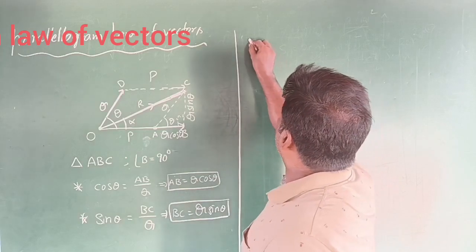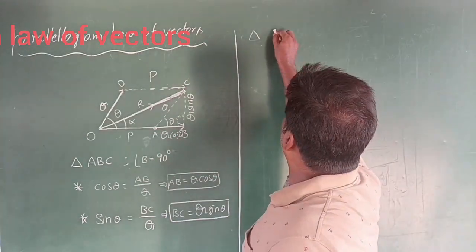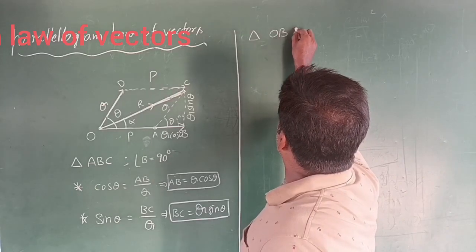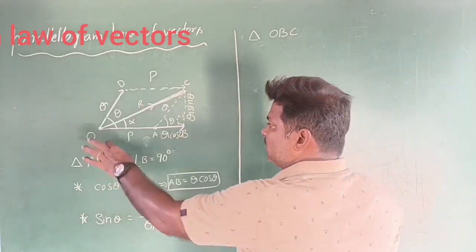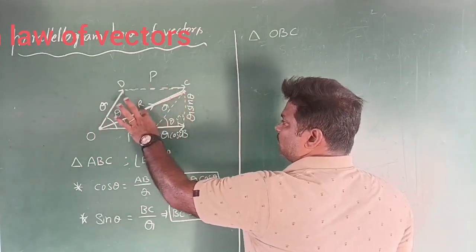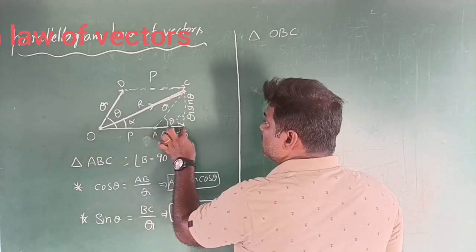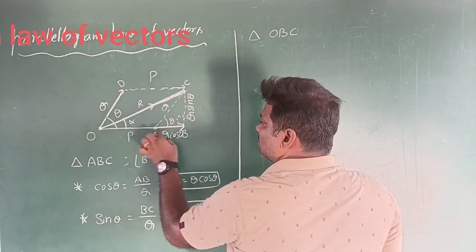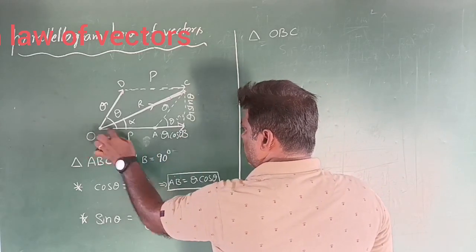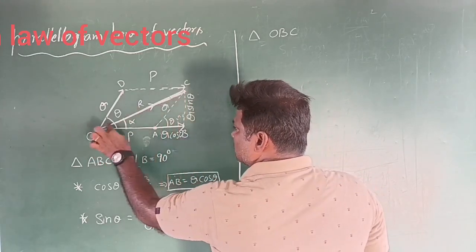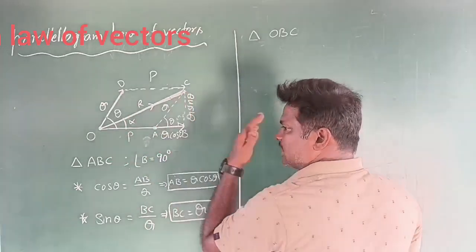Now, from the right angle triangle OBC, this is called the hypotenuse. Now, is it a right angle triangle or not? OBC. Since angle B is equal to 90 degrees, we can say OBC is also a right angle triangle.